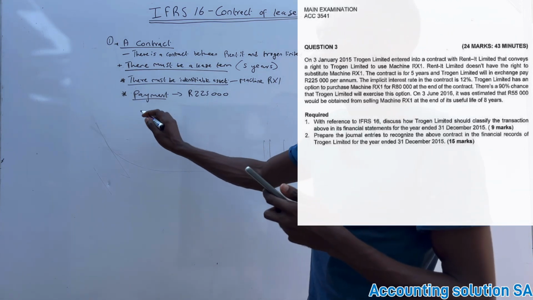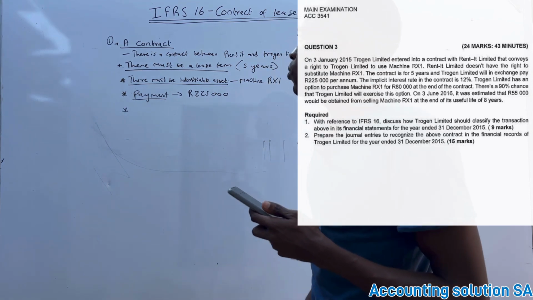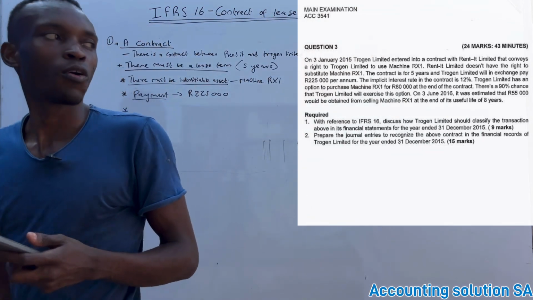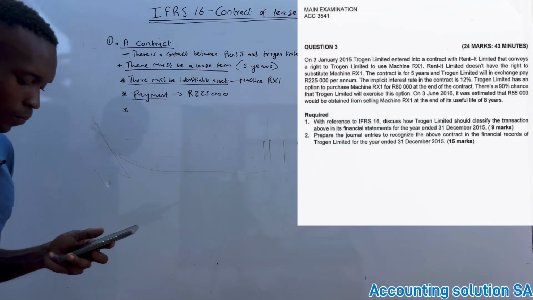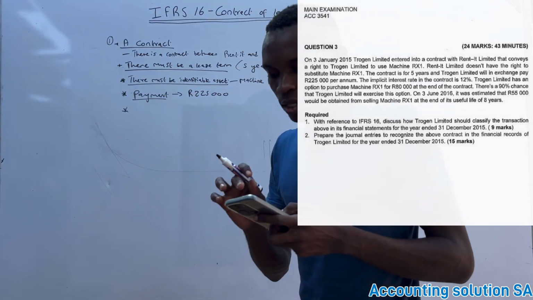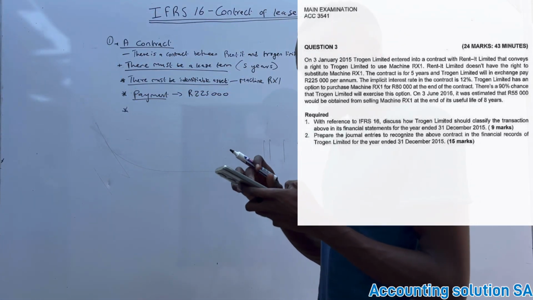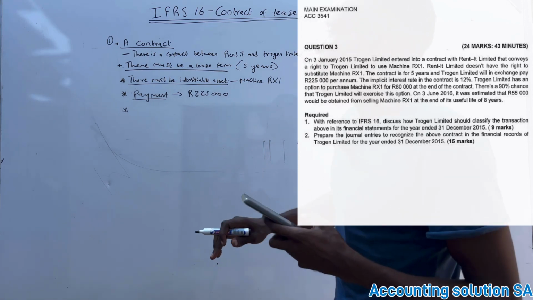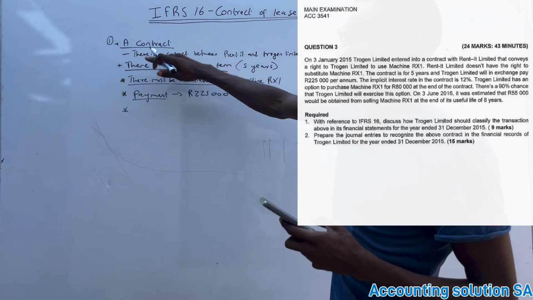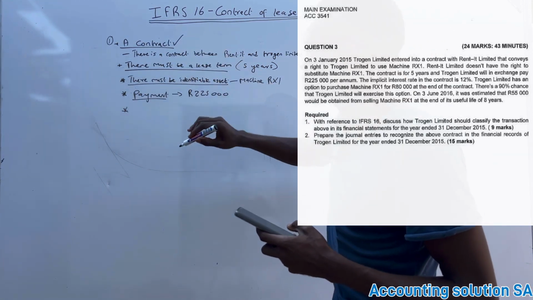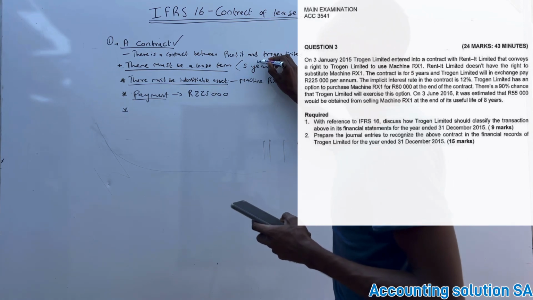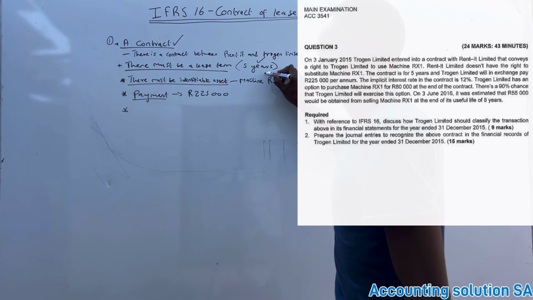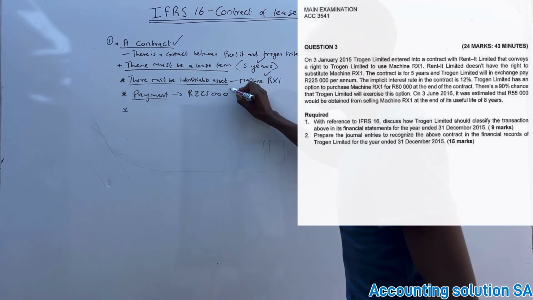Okay, then after that, you need to discuss whether all the requirements of a lease are met or not. So if you look at this transaction, guys, you can agree with me that everything has met the requirement. As you can see, the contract was there, a lease term was there, and identifiable assets, yes, we identified there is a machine RX1, and there is a payment.